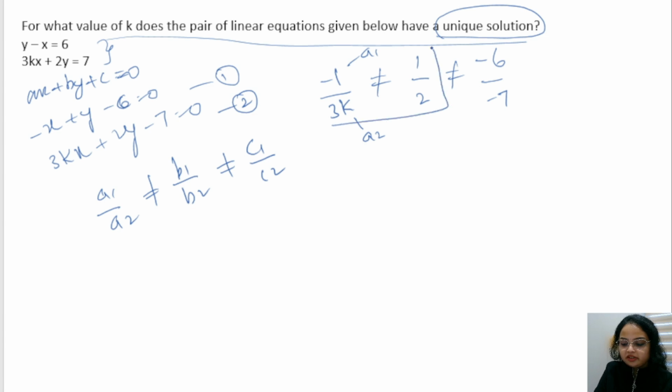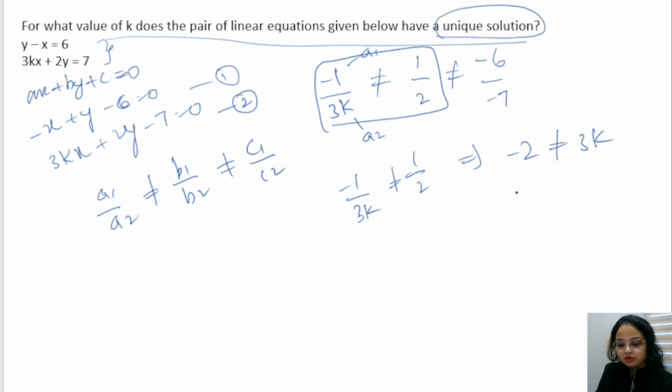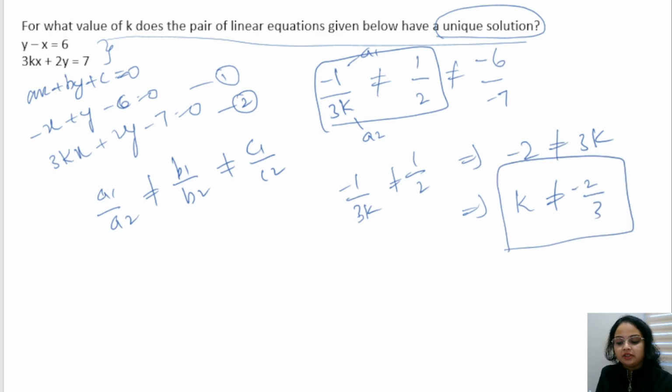So here we will take these two terms. It is minus 1 by 3k not equal to 1 by 2. We'll cross multiply. We'll get minus 2 not equal to 3k. So here k not equal to minus 2 by 3. So this is the value of k for the pair of linear equations to have a unique solution. Next one.